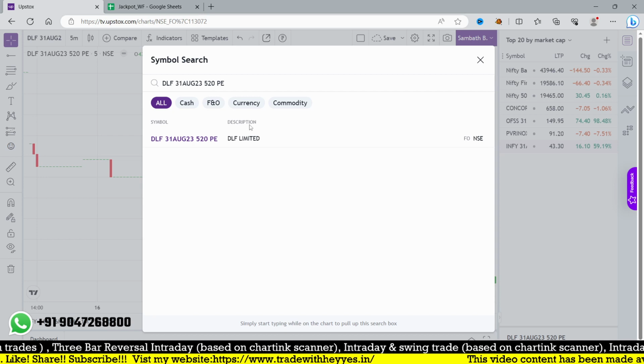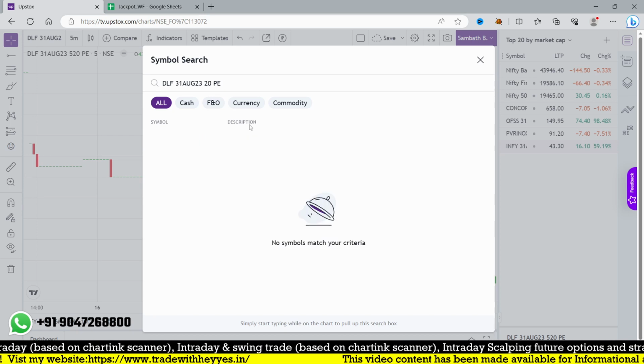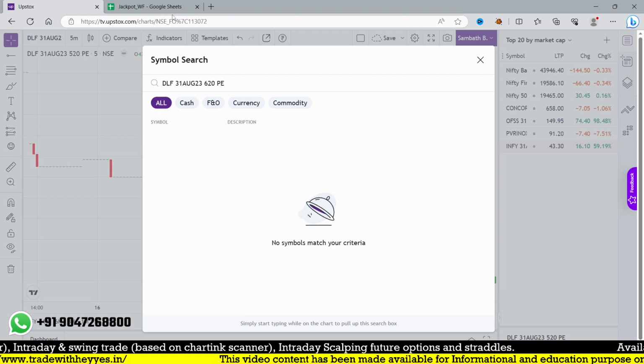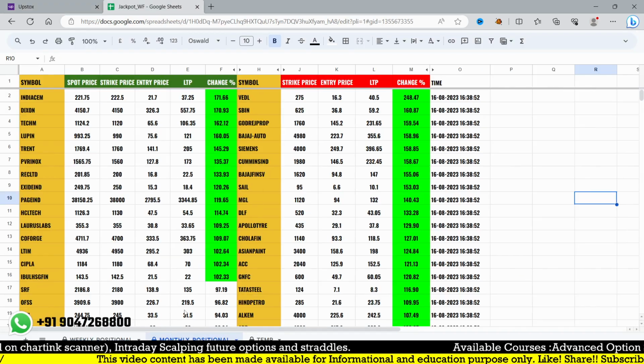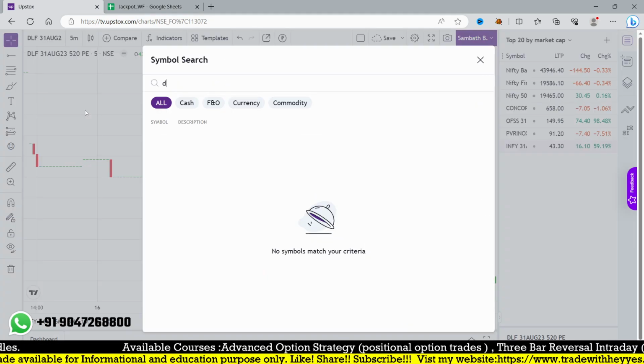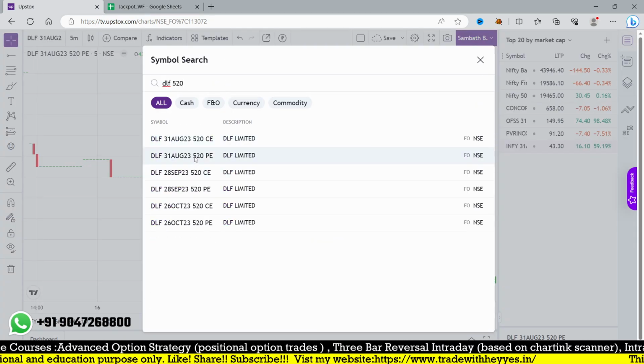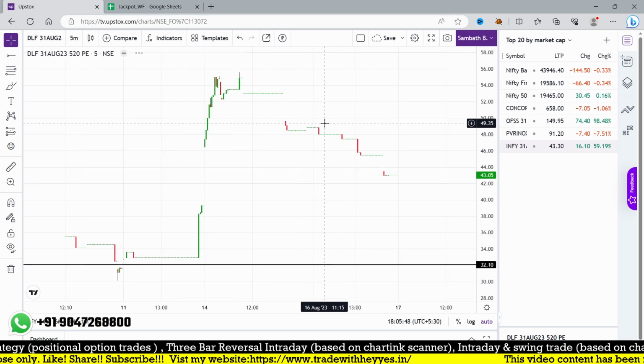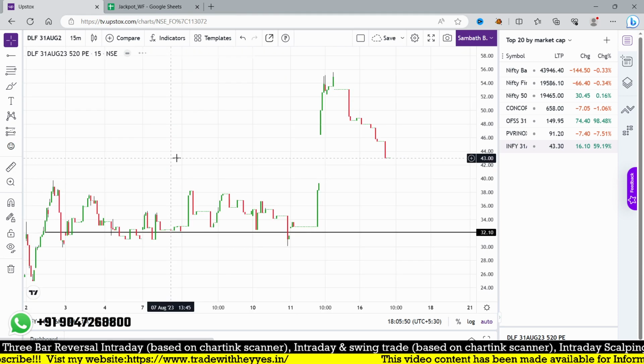625, I think. So how many days has it taken? We can see in the monthly positional DLF strike price exactly 520 put option. Let me add a DLF 520 put option August contract. You can see it's about 5 minutes.